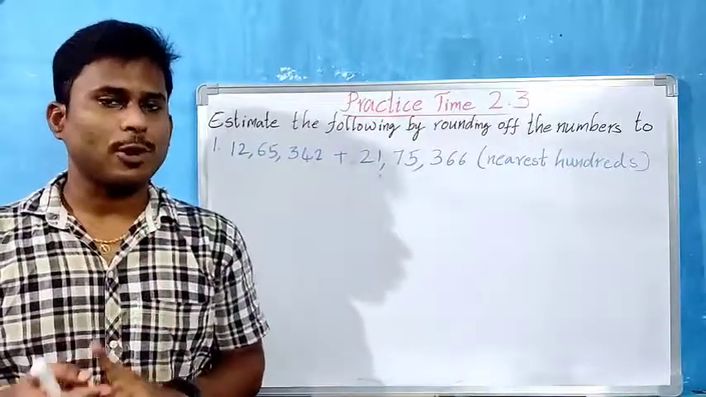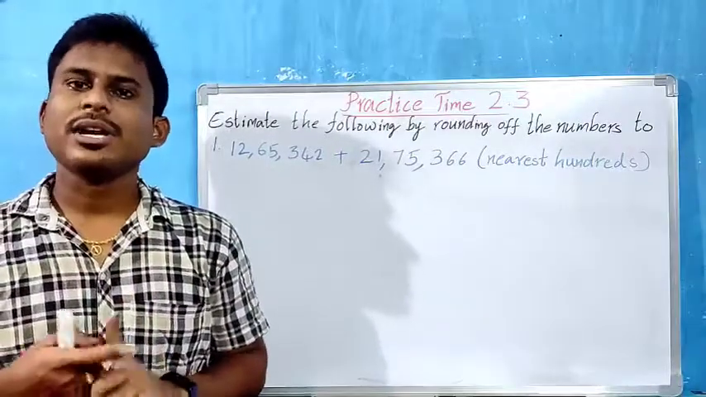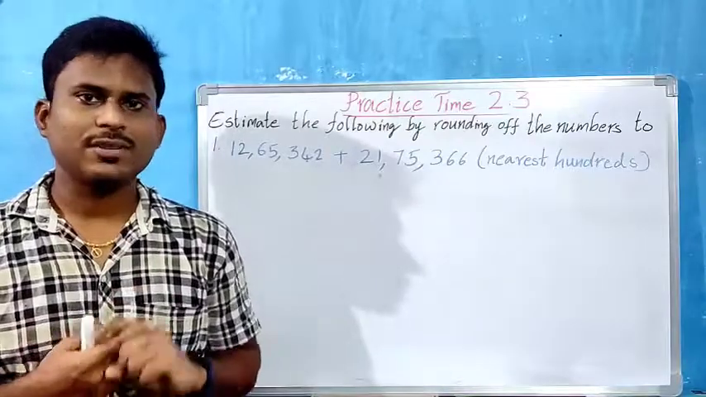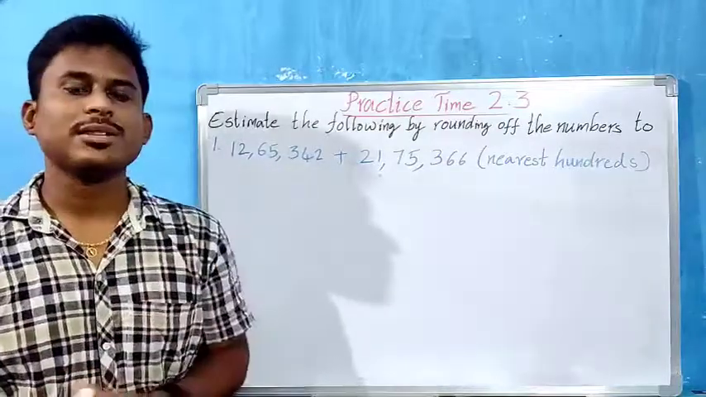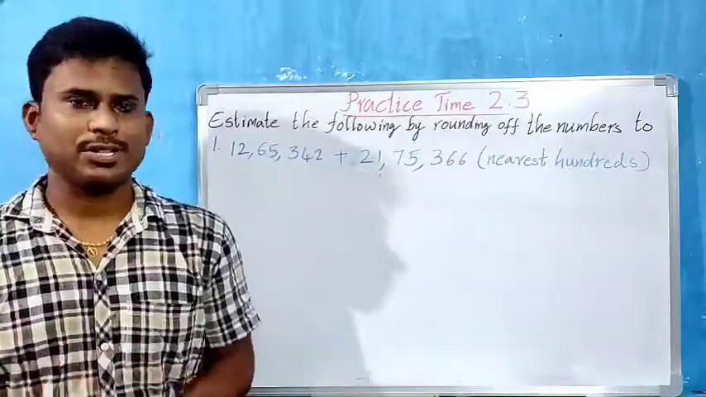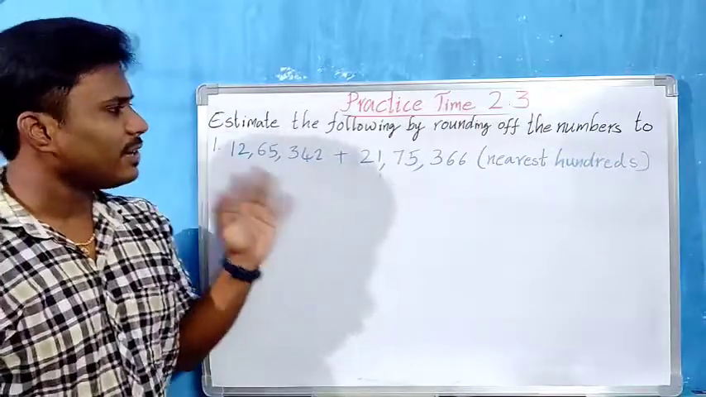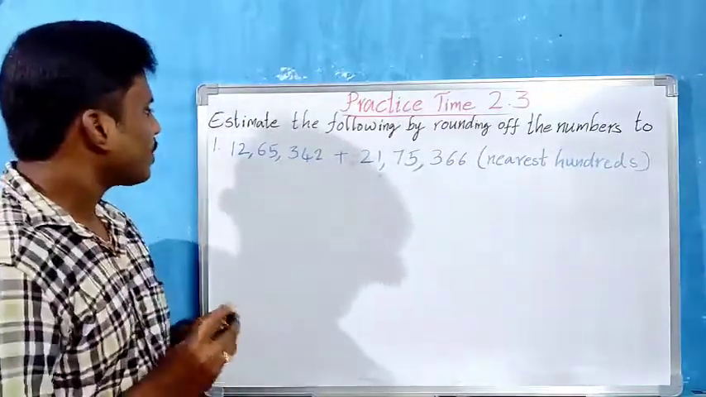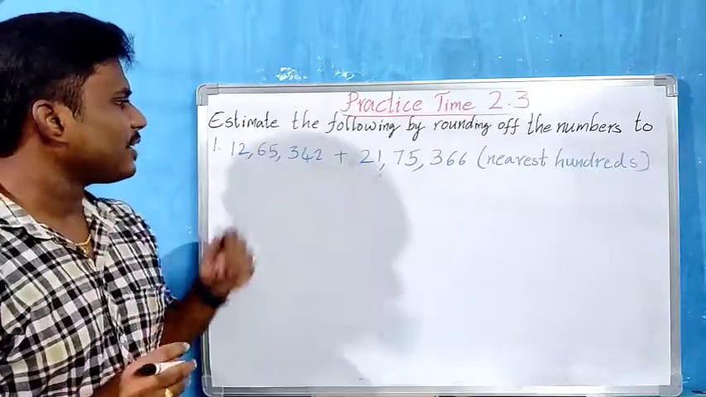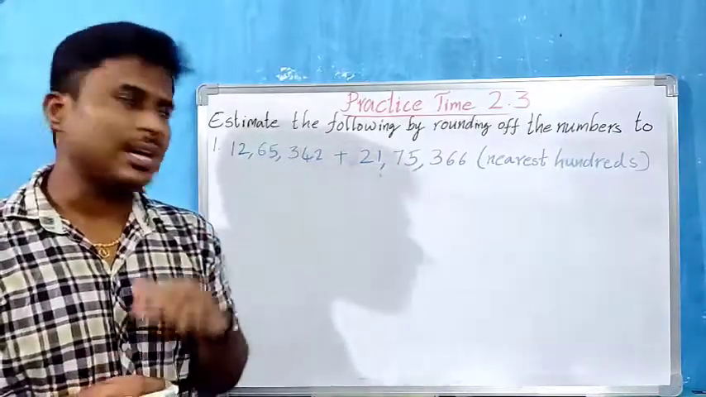Whatever the problem in estimating sums, differences, products and quotients, first we have to round off the given numbers, and only then do the operation, children. Let us round off the given numbers first. See children, here 12,65,342 is rounded off to the nearest hundreds.